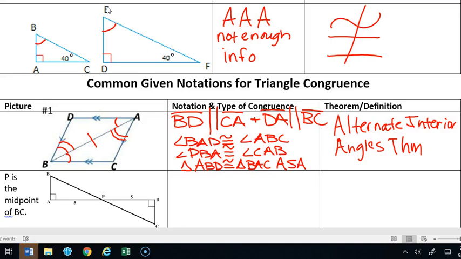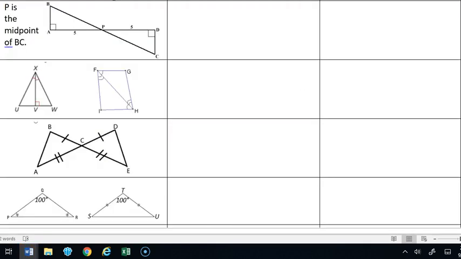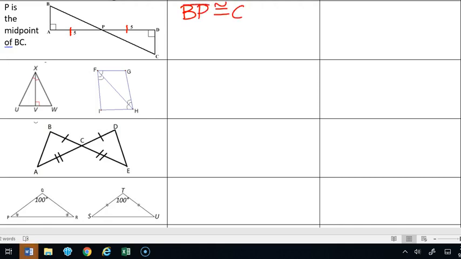All right, the next one down here, let me actually move it to the top. So this next one says P is the midpoint of BC. So first of all, I can mark these sides right here because we know that they're congruent because they are the same length. Also, we could mark that BP is congruent with CP because that's what the midpoint tells us, that these are congruent.